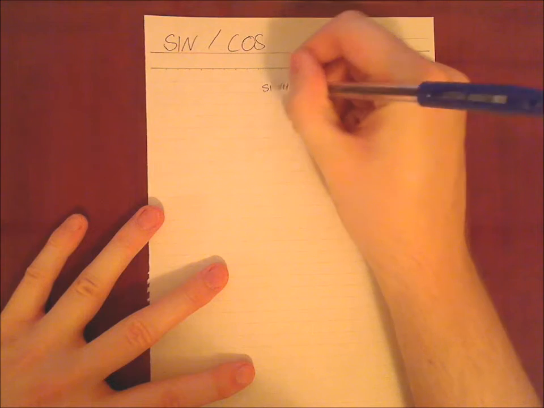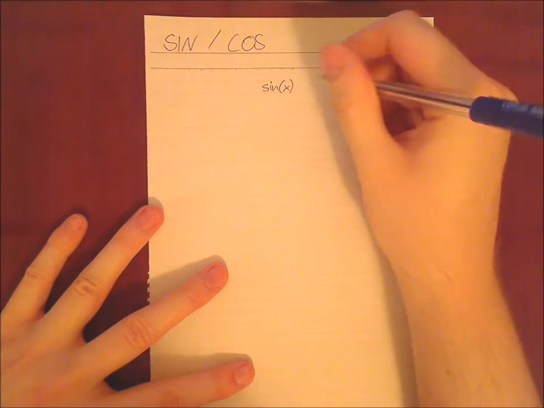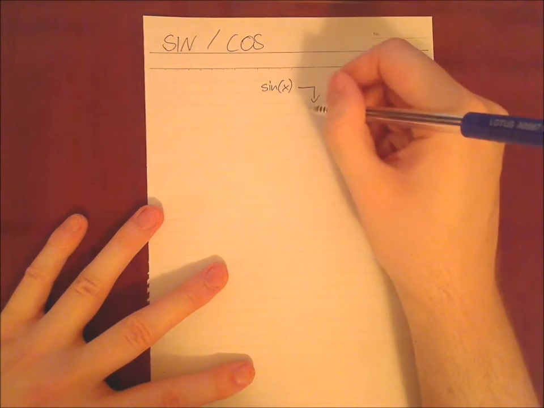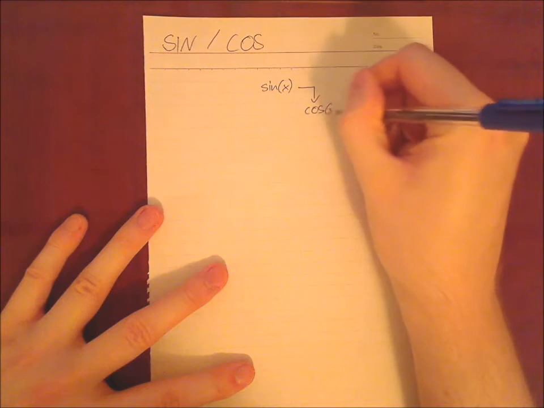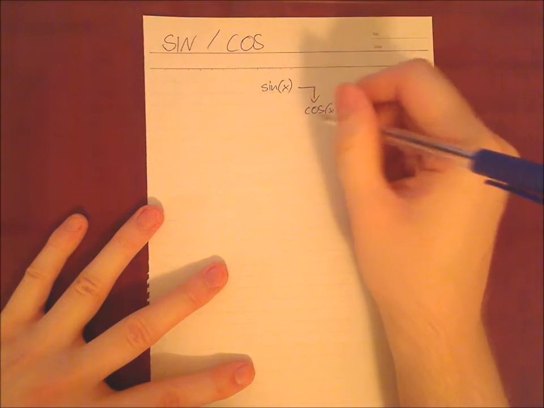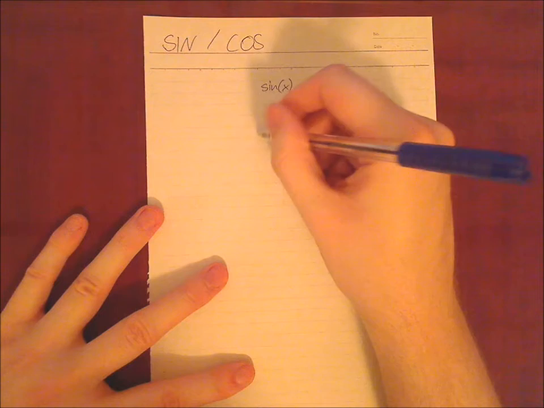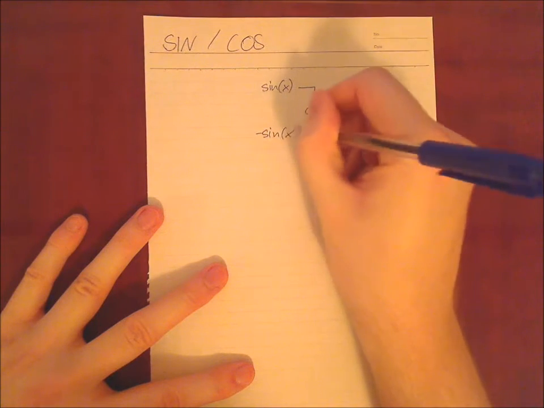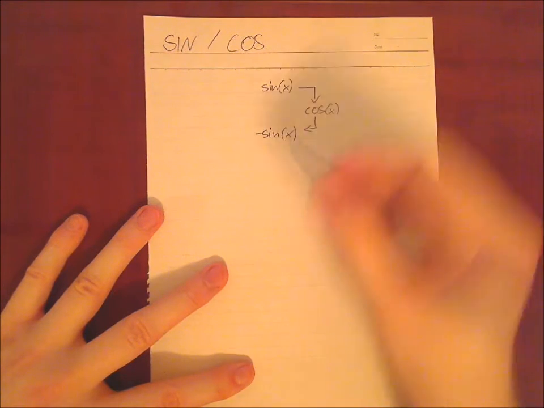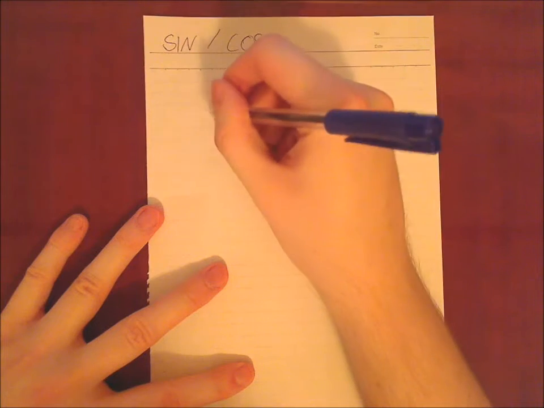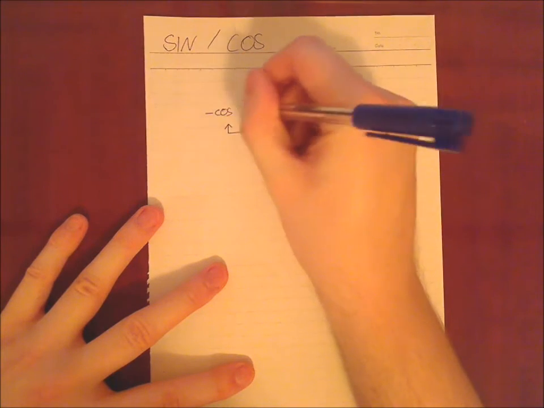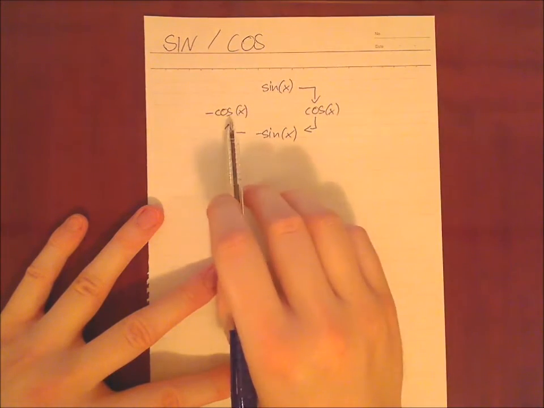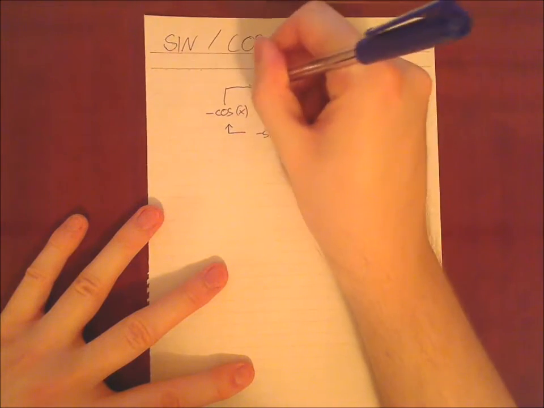You have sine, differentiated is cosine. Cosine differentiated is minus sine. Minus sine differentiated is minus cosine. And minus cosine differentiated is again sine.